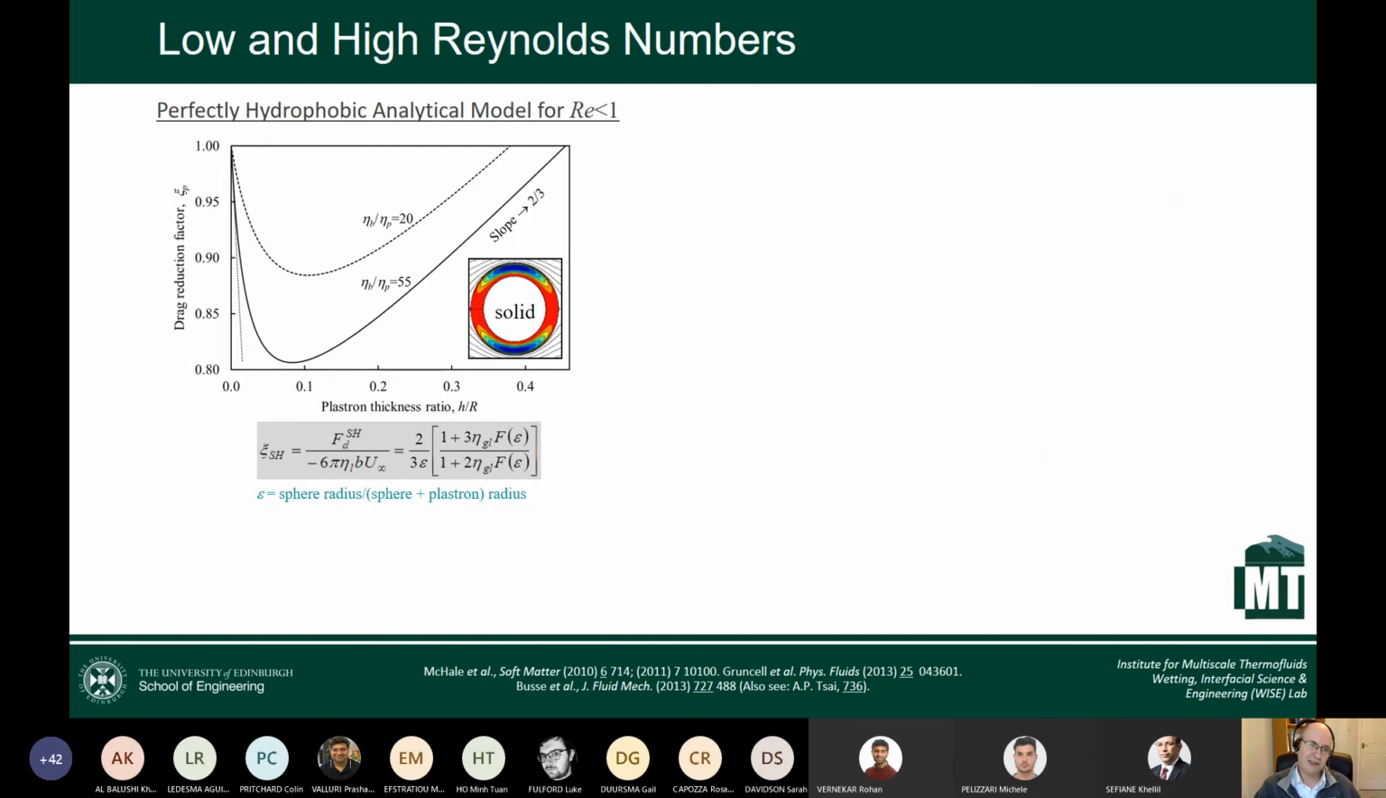Now you can sort of understand some of this because you can build an analytical model at very low Reynolds number where you think of a compound object with a sphere that's a solid surrounded by a complete layer of air with a flow past it. You can solve that analytically at low Reynolds number, and you find the drag reduction goes down as you increase the thickness of the air layer. But as you make the air layer even thicker, the drag goes up again.